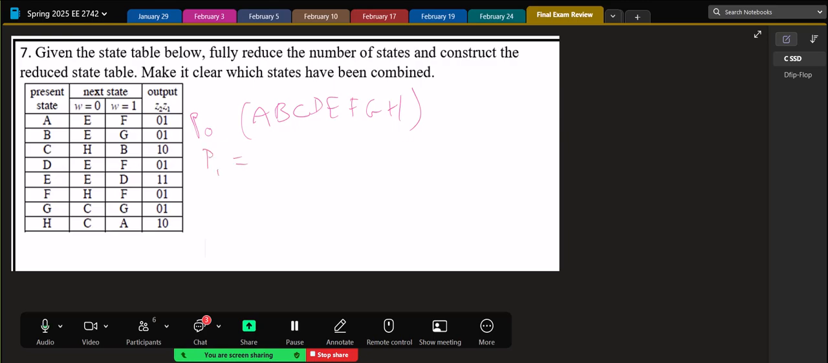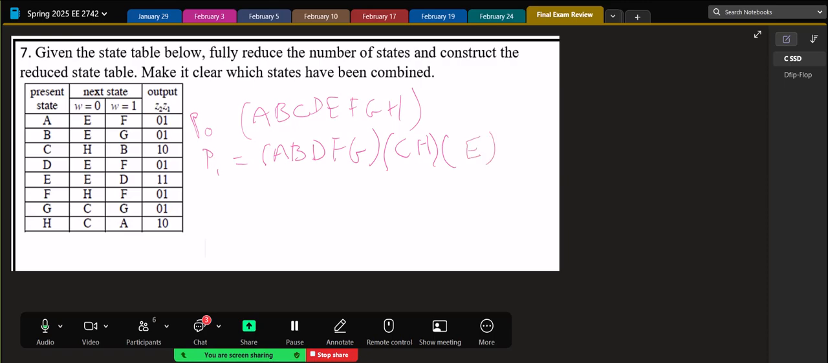And then P1, we're going to break it up based on output. Now there's 4 possible different outputs: 0 1, 1 0, 1 1, and 0 0. We don't have any 0 0s, so we'll just have 3 partitions here. We'll put everything that has output 0 1 together. So that would be A, B, D, F, G. Everything that has 1 0 together would be C and H. And everything that has 1 1 would just be E.